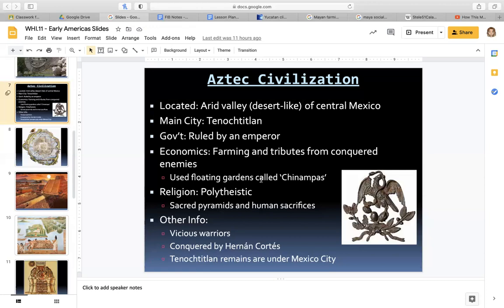Religion and mythology: the Aztecs, like all three civilizations we are talking about, are polytheistic. They believe in many gods. And like the Mayas, they had sacred pyramids and did human sacrificing. Other info is that they were vicious warriors. They were later conquered by Hernan Cortez, and the remains of Tenochtitlan are actually under Mexico City today.